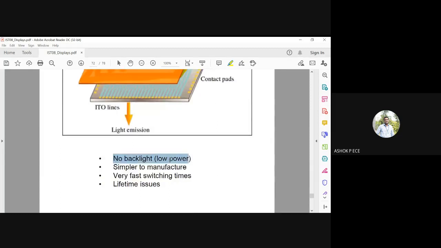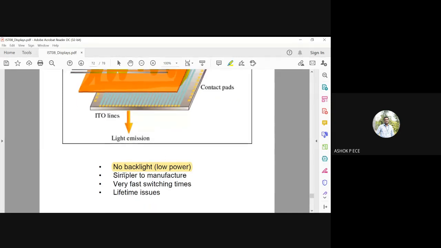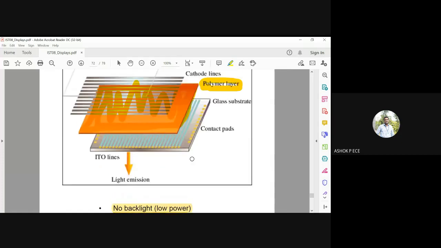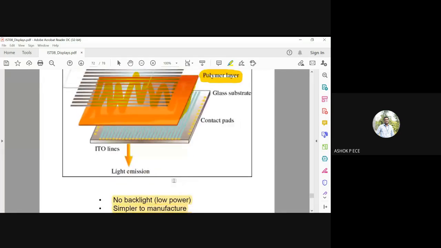So no backlight. You don't have light available at the back. The organic LEDs emit light only in the front side. It is very simple to manufacture. Very fast switching time. We told you in LCD the switching time is relatively very slow, and lifetime issues are there. Sometimes these organic films, since you're switching them very fast, may wear out very fast. So the lifetime issues are there with the organic thin film displays.